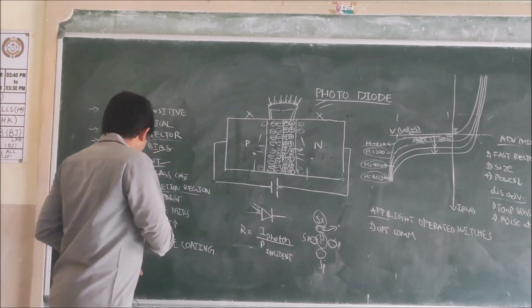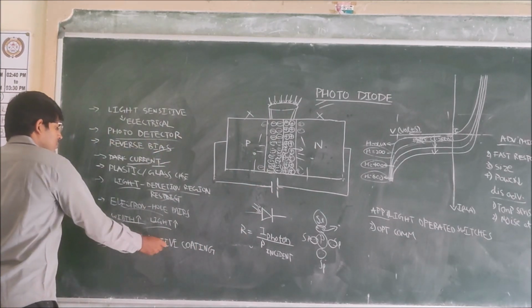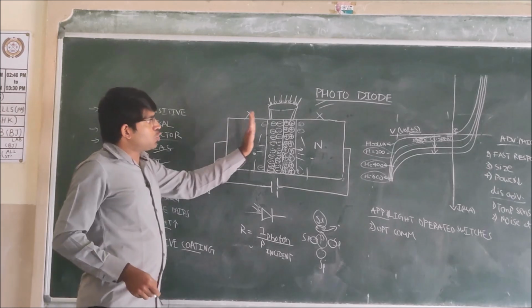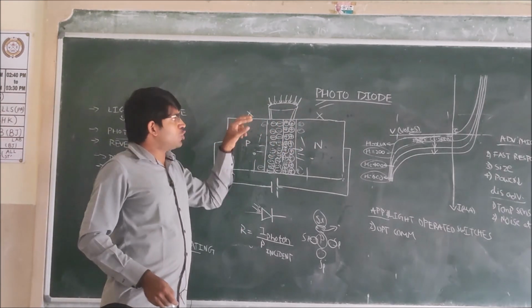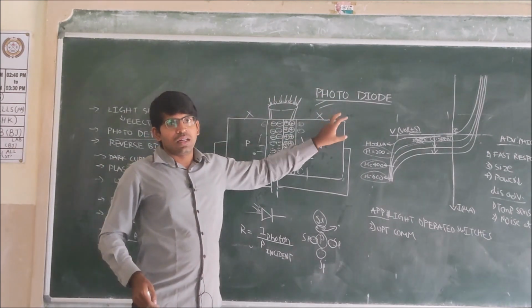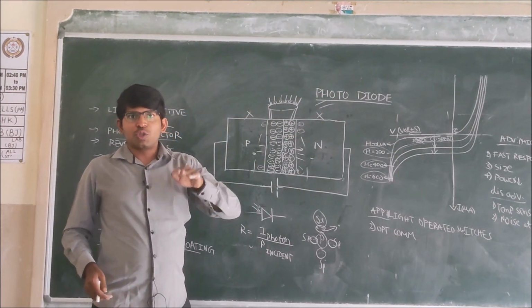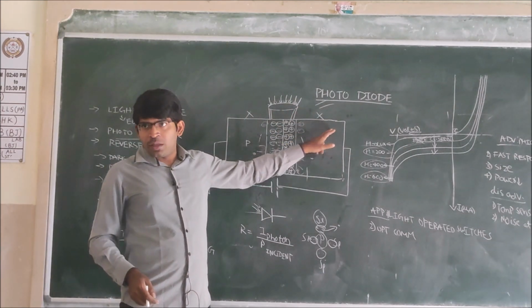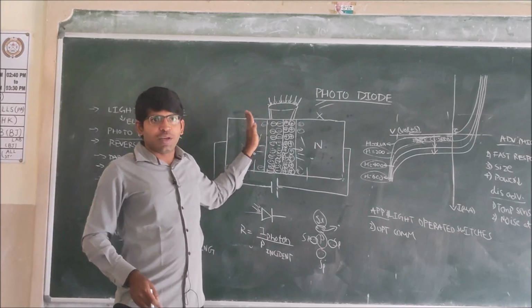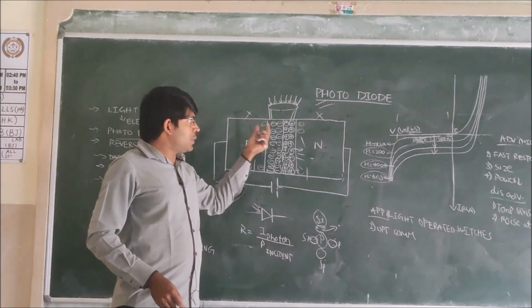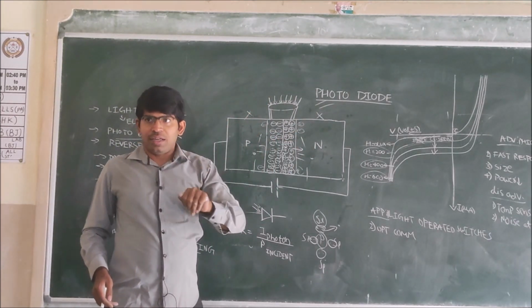Next, we have discussed that this should not be operated with the light. We should not expose this area to the light. So we have to coat this area using anti-reflective material. Only this depletion region should get the light.